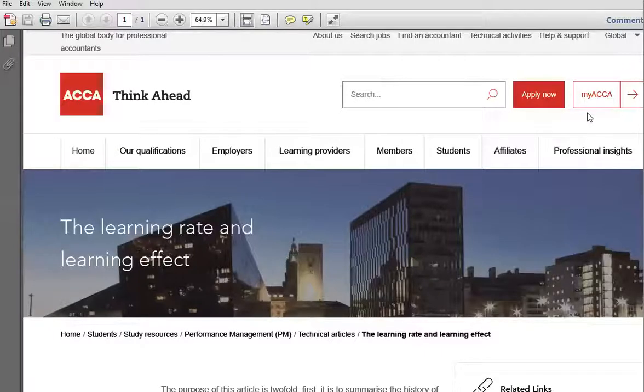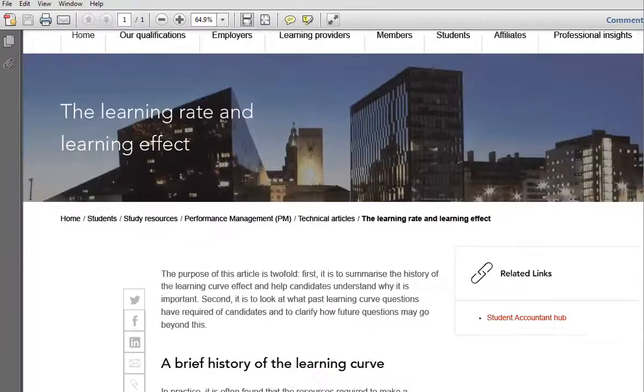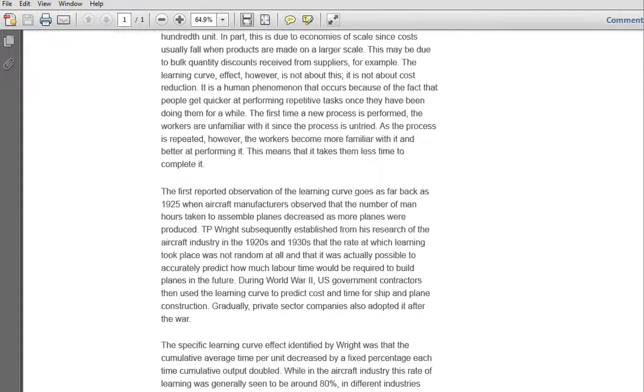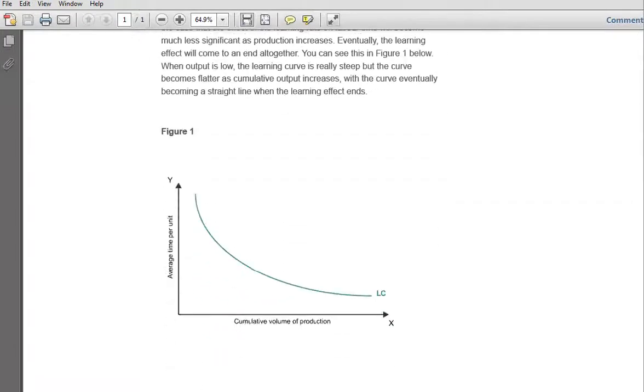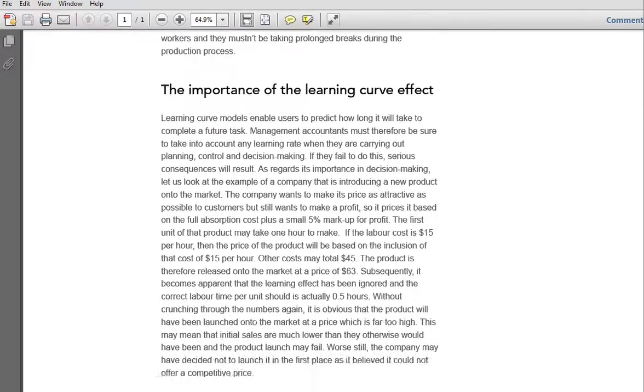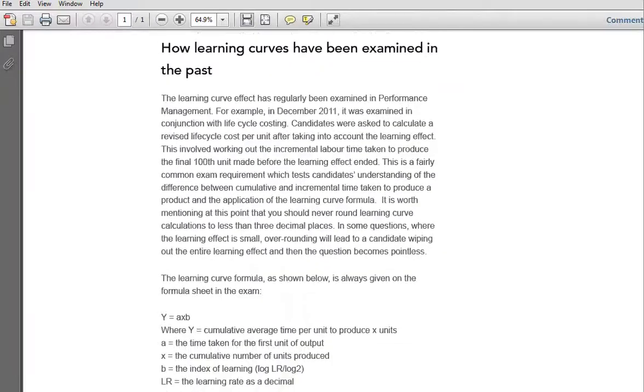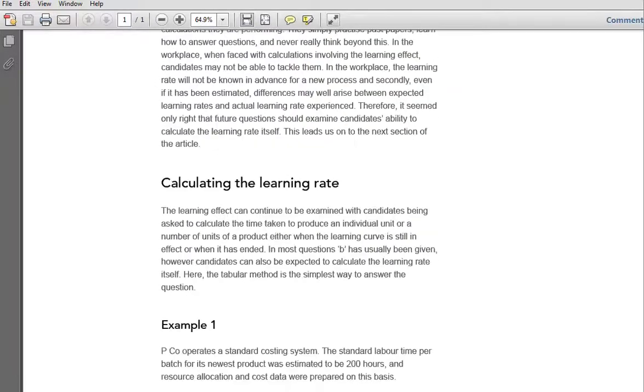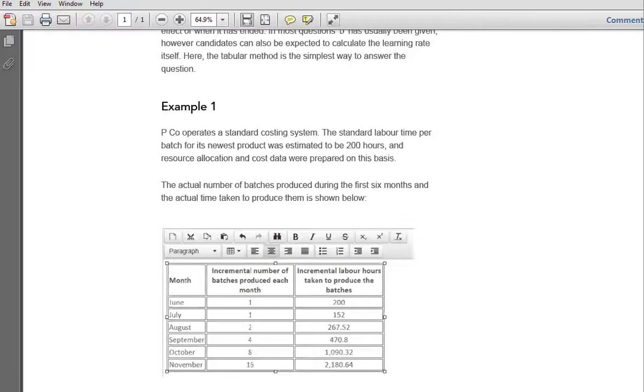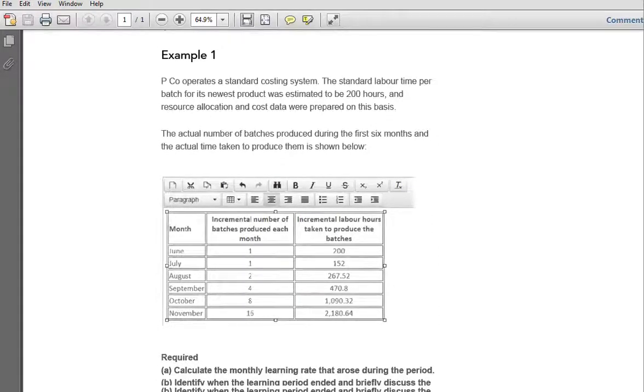Okay, here is a technical article on learning rate and learning effect. I would like everyone to see this technical article, where it gives us some brief history of the learning curve. And then there are a couple of examples, and I'm mainly interested in this particular example. There is another one also, but I think we have done enough questions on that kind of question.